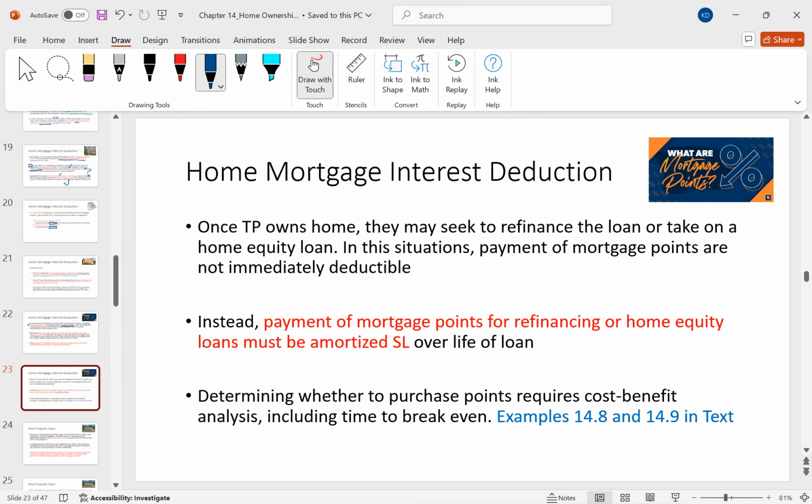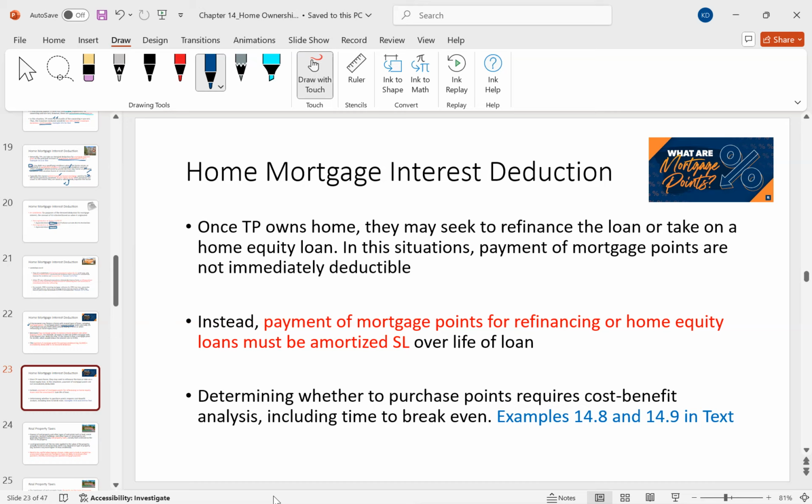Likewise, once a taxpayer owns a home, they may seek to refinance the loan or take on a home equity loan. If you pay mortgage points in those situations, however, you have to distinguish when you buy the house up front and pay a mortgage point versus on the back end, after you own it, when you pay a mortgage point for a home equity loan. Different treatment for those.